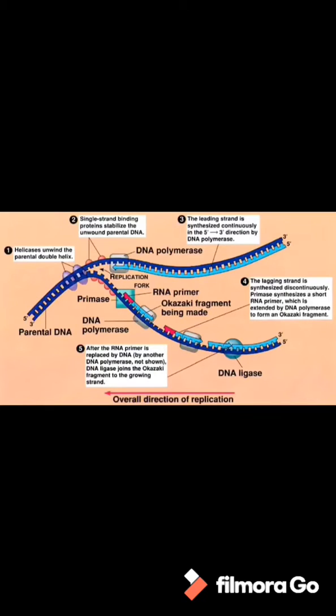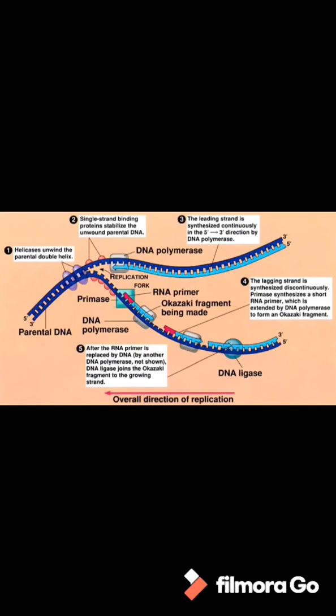DNA replication is initiated by the helicases. Helicases unwind the parental double helix and form the replication forks. Then, the single-strand binding proteins stabilize the unbound parental DNA.